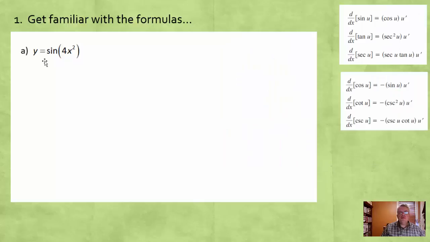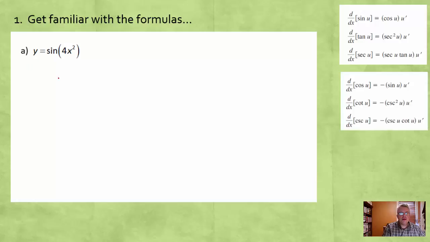So we're going to do a few examples here. In the first couple of examples, I'm going to do the derivative both ways, using the table and the shortcut rule so we can compare them. So here we have y equals sine of 4x squared.